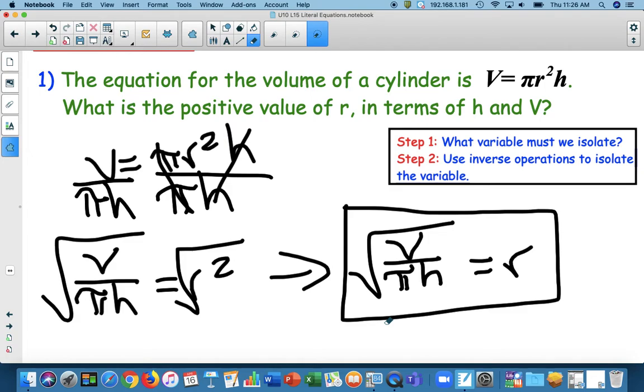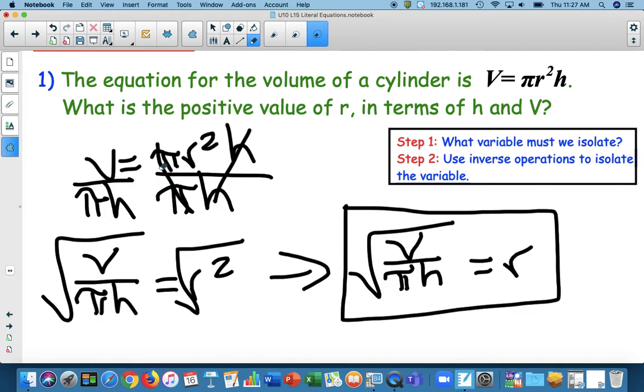That's all I have to do, guys. I just have to find a way to get the variable by itself. All right, so again, up here, I notice that these three terms are being multiplied. So all I did was divide by the two terms that I'm not solving for. I'm solving for r, so I want to leave r where it is. I want to get rid of everything around r.